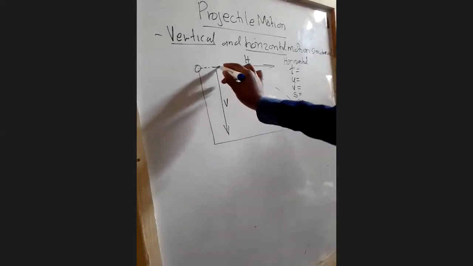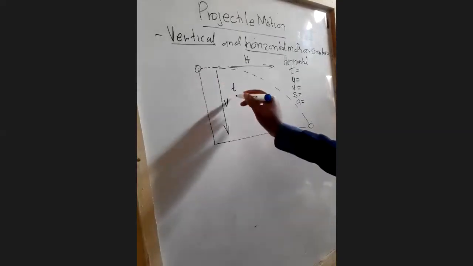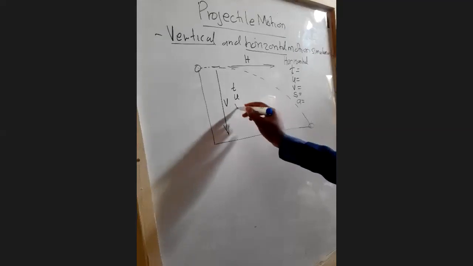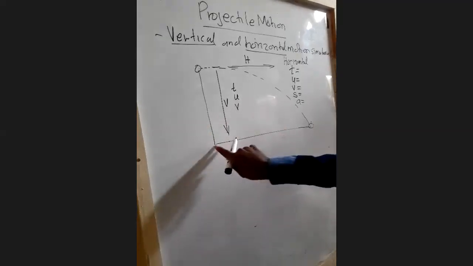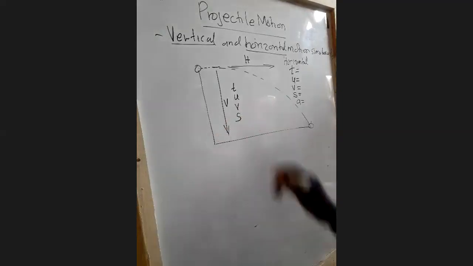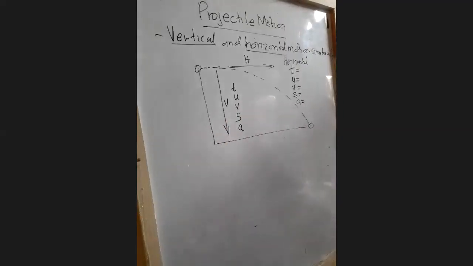For the vertical motion, still again, you will need the time that it requires to start from the highest position it was until it reaches the ground. You will require the initial velocity with which it left. You will require the final velocity with which it touches the ground at this point. You will require the displacement, and then you will require an acceleration. Now, let's start with the vertical.